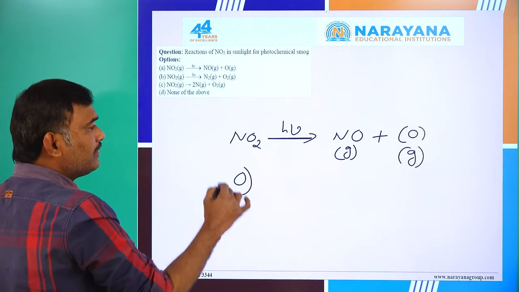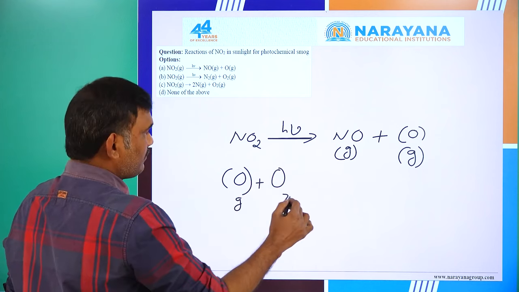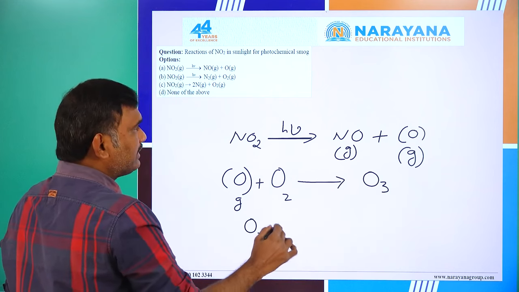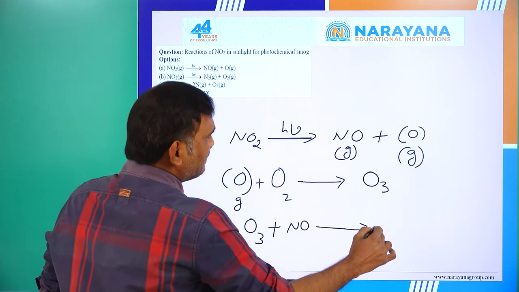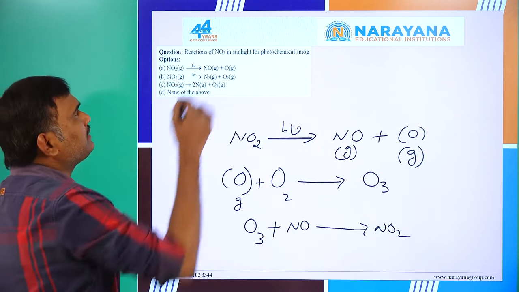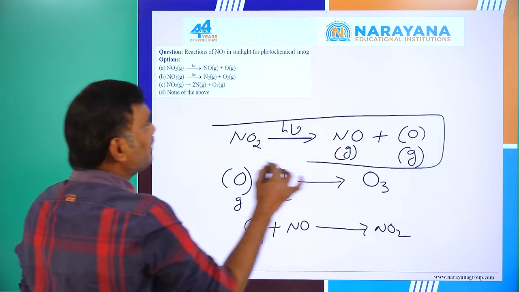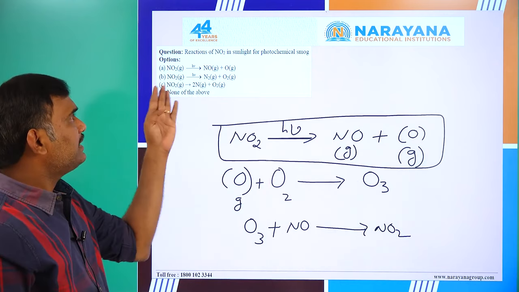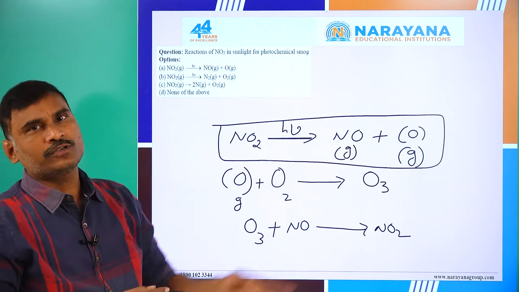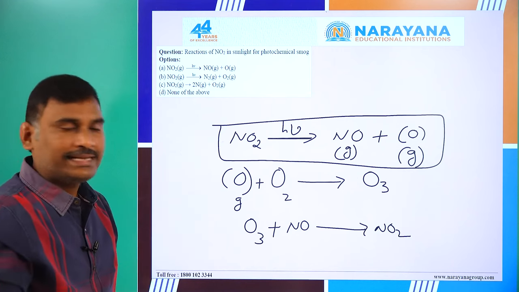Again this oxygen combines with the oxygen in the atmosphere and produces ozone. Again this ozone combines with NO and becomes NO2. Like this the reaction keeps occurring. But they asked what is the reaction of NO2 in sunlight in the photochemical smog. This is the reaction taking place in the photochemical smog: NO2 decomposes into NO and O. These things take place in the troposphere. Okay, students, this is about the photochemical smog. Now go for the next question, student.